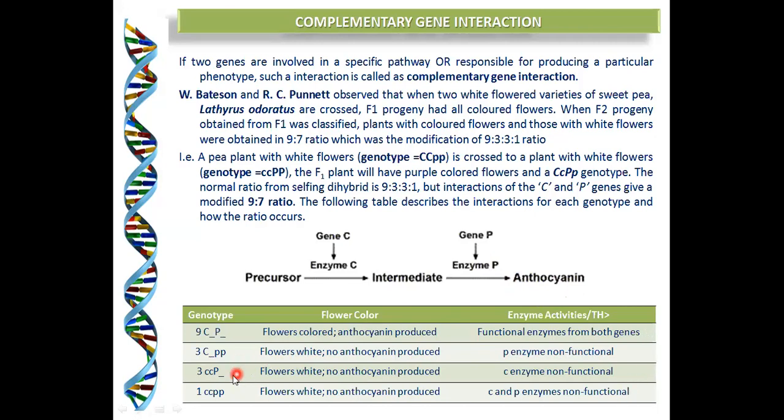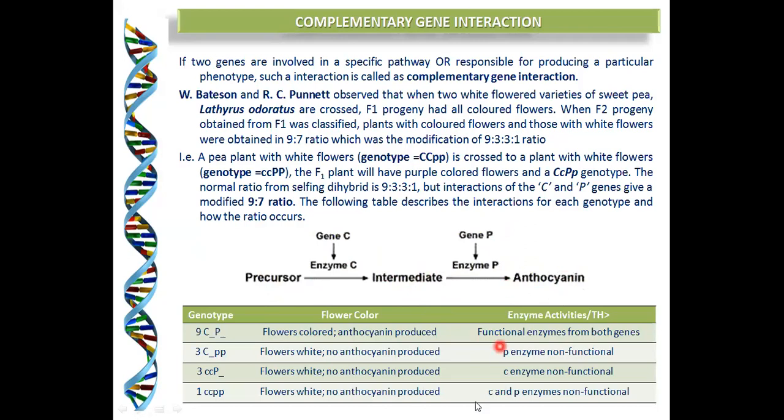Now in the third condition, if recessive c is present and capital P is present, what will happen? So if the recessive c gene is there, then you will not get enzyme C, the dominant capital C enzyme. As a result, you will not get the intermediate. So as there is no intermediate, this capital P cannot work on this precursor. The first reaction has not happened, the intermediate is not produced, so the pigment will not be produced.